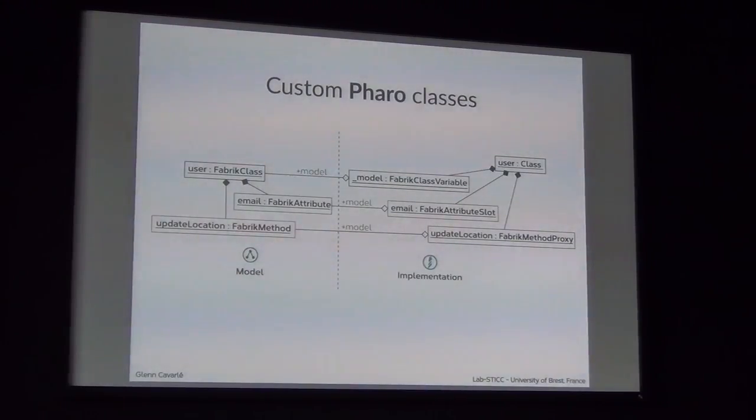Just an example, technically we use slots and method proxies to do that. As you can see here, for example, a method proxy will just retrieve the AST from the related model and execute it on the current instance. So there is no duplication of code. A generated Pharo class does not contain any code. It just delegates everything to the model.